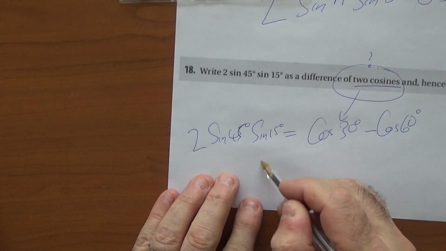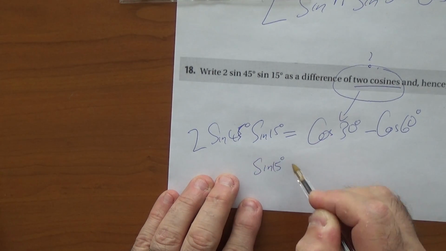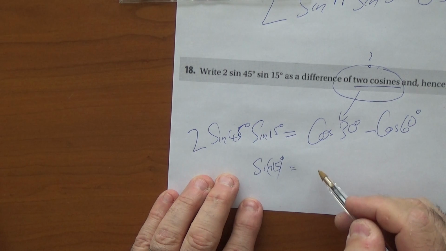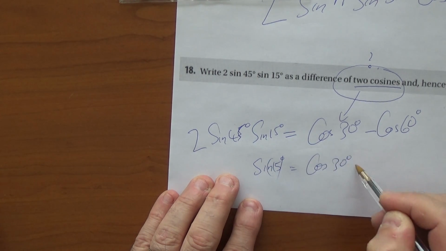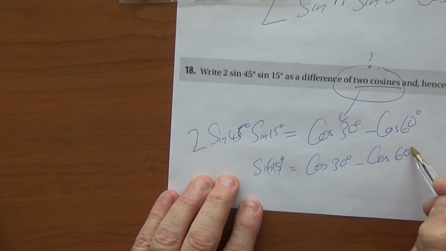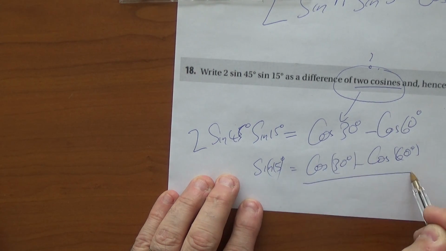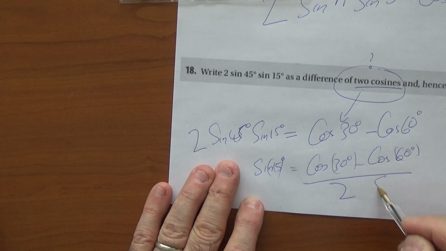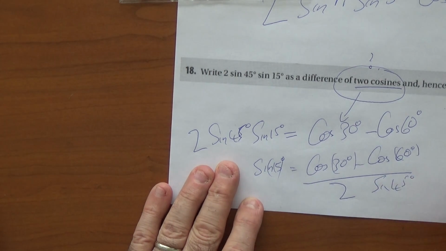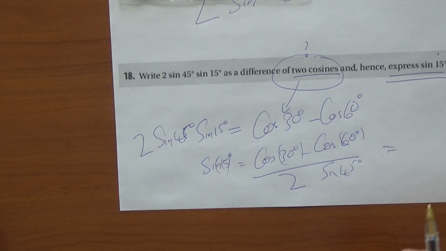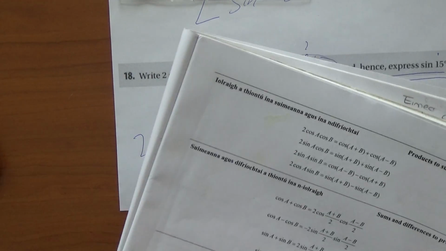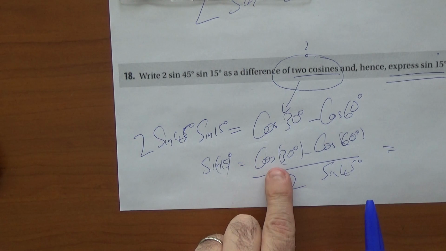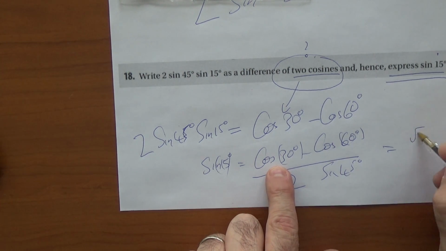So trying to isolate sine of 15 degrees, it's equal to the cosine of 30 degrees minus the cosine of 60 degrees over double the sine of 45 degrees. Of course we can do all this in our heads, but if you're stuck, go back a page. But you shouldn't be. The cos of 30 is root 3 over 2.